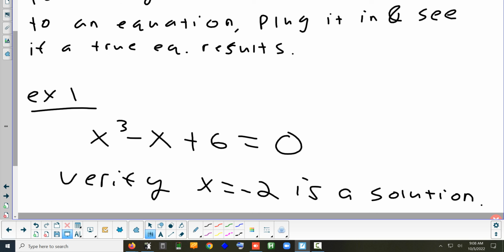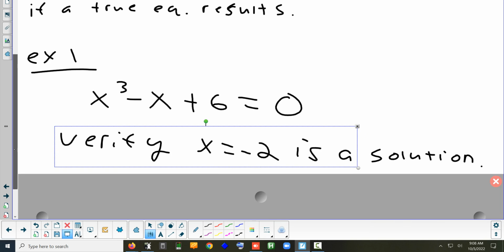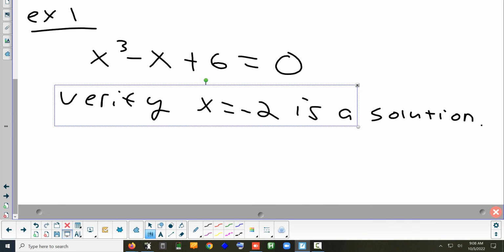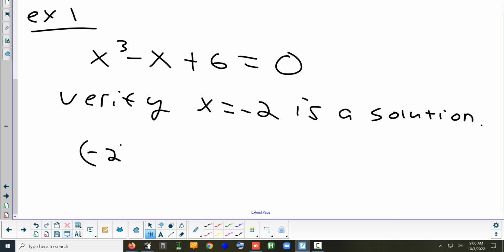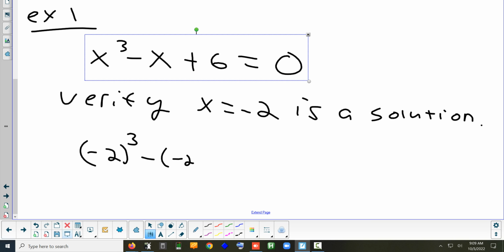Well, tell me how you would do it. What do you have to do with this negative 2 to check if it's a solution? So what you would have to do first is plug in negative 2 for both of the x's. Yep. Plug in negative 2. And anytime I plug in a number, I always put it in parentheses, especially if it's raised to a power, because this negative is part of what's being cubed. Sometimes that matters, sometimes it doesn't. We'll see what happens here. So plug in negative 2 for both of the x's.